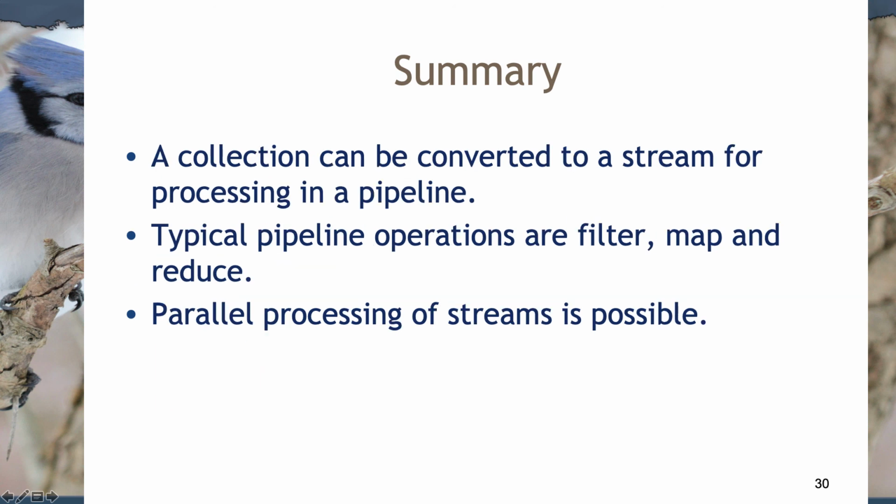We can always convert a collection into a stream for processing in the form of the kind of pipelines that we've seen. And typical pipeline operations are things like filters, maps, and reductions. And a particular benefit of streams is they make parallel processing much easier and therefore potentially allow us to take advantage of the concurrent hardware that we might have on the computer that we're using.